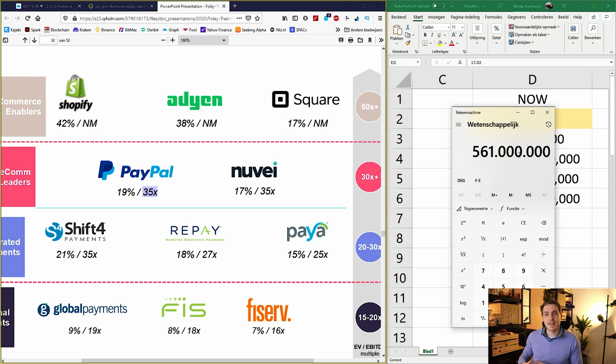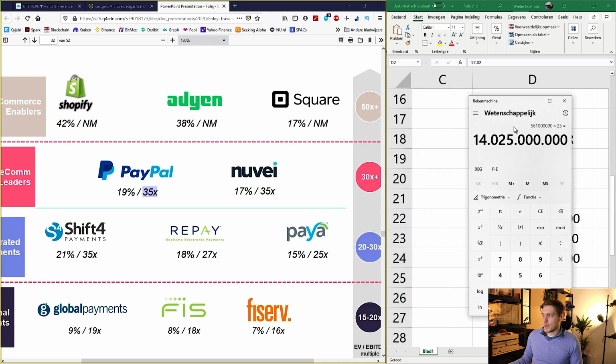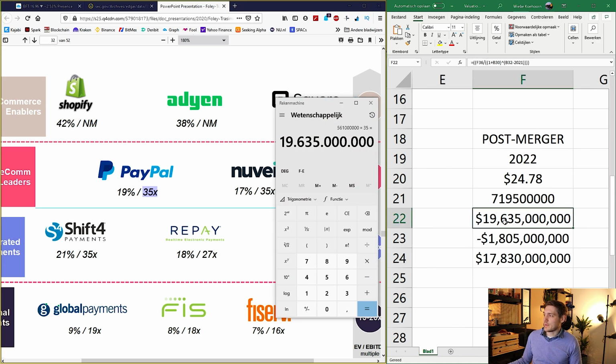We can multiply that by the multiples we just mentioned. So let's first do that with the low multiple of 25. So 561 million multiplied by 25 is a little bit more than $14 billion, which is also the number that I put over here in the Excel sheet. Okay. So that is the low multiple. Let's now do the same thing for the high multiple. So again, EBITDA of 2021 is 561 million multiplied by 35, the high multiple this time, is going to give you $19.6 billion. So that is the high enterprise value, $19.635 billion, which is also the number that I put in the Excel sheet.